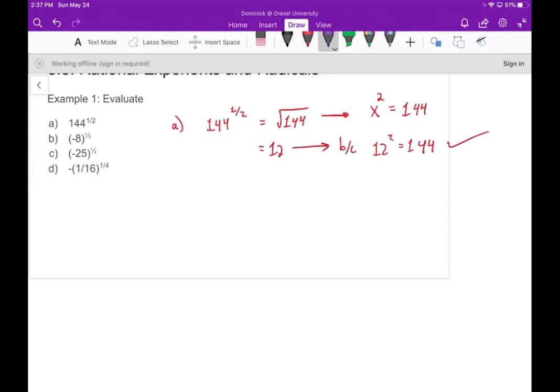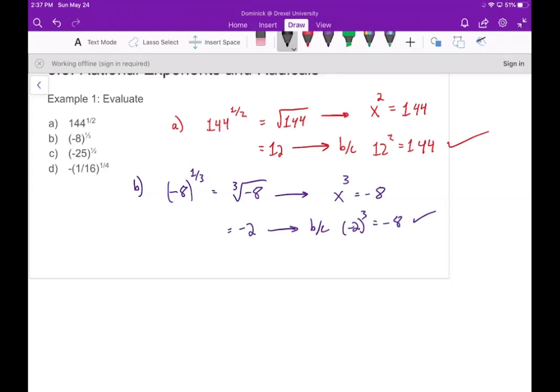Okay, let's look at part B. We have -8 to the 1/3, or again, we want the cube root of -8. Again, we want a number x such that if I raise it to the 3rd power, I get -8. If you think about this, you'll find that this number is -2, because -2 to the 3rd is -8.